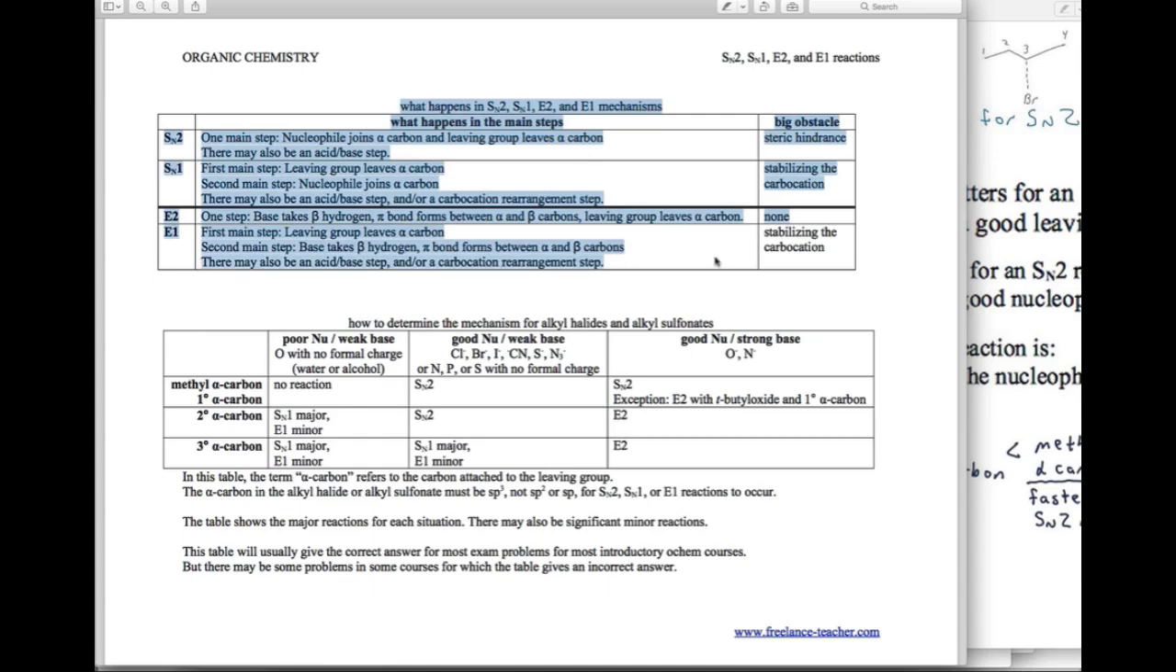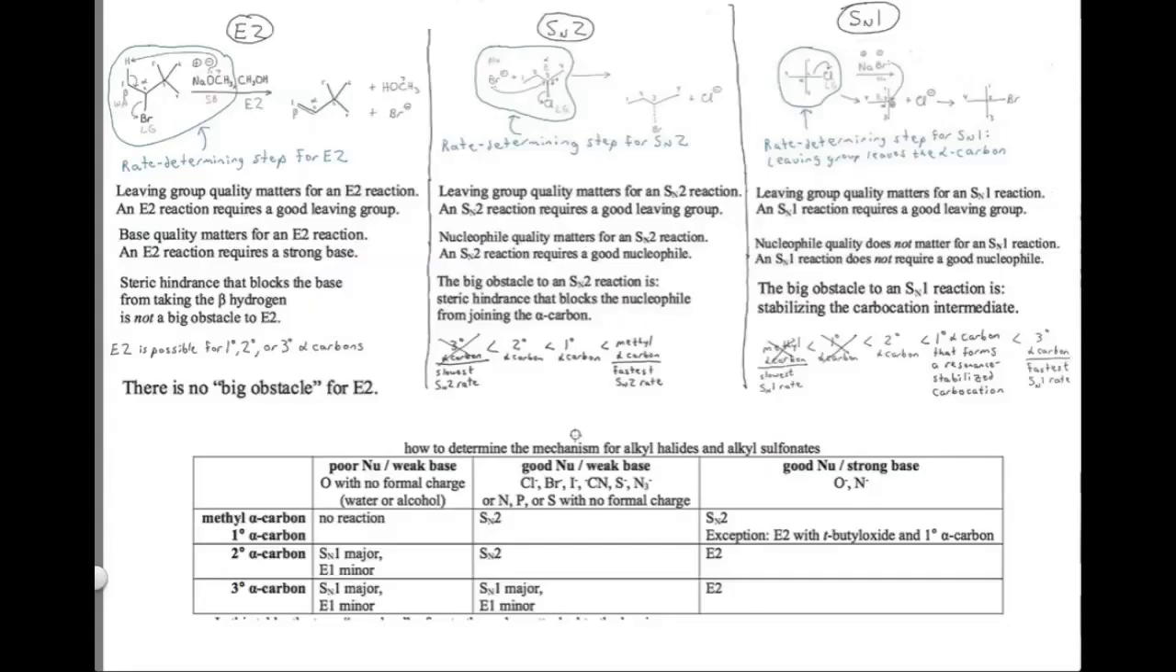Notice that this table in the handout summarizes some of what we've been talking about here. The big obstacle for SN2 is steric hindrance. The big obstacle for SN1 is stabilizing the carbocation. And the big obstacle for E2, there's nothing in particular that is helpful to think of as the big obstacle for E2. Now, notice that in this table, there are no SN2 reactions in the bottom row of the table.